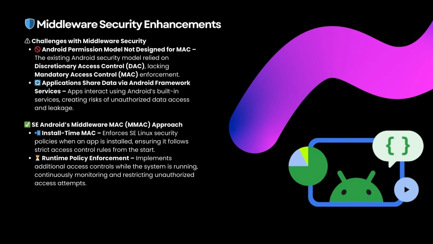Runtime policy enforcement. Additionally, runtime policy enforcement allows for continuous monitoring of access attempts while the system is running. This ensures that even while the system is active, unauthorized access is still prevented. This brings us to the end of our review of the middleware security enhancements in SE Android.